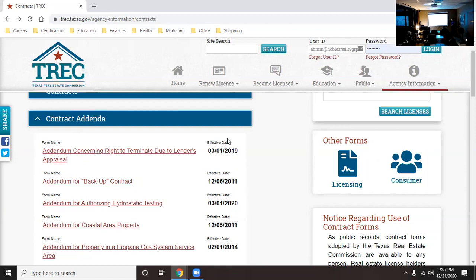No. Let me step you through it again. You ready? Okay. This is the effective date. You printed a bunch of these off because you're like Linda back there. You love paper. You don't like computers. You had them in your folder in your desk. Mr. Colton here comes in and wants to put an offer on a house, and you want to add an addendum concerning right to terminate due to lender's appraisal. All the contracts you printed off have this date. Colton comes into your office February 1st, 2021. This date has changed to 01/01/2021. Can you still use the old ones that you have to put in a contract on behalf of Mr. Colton?